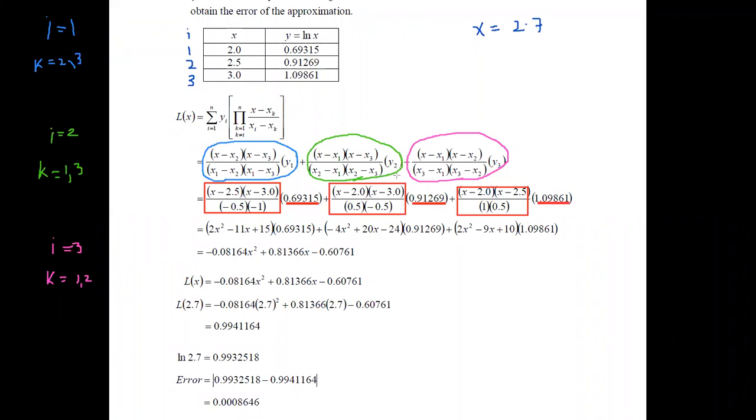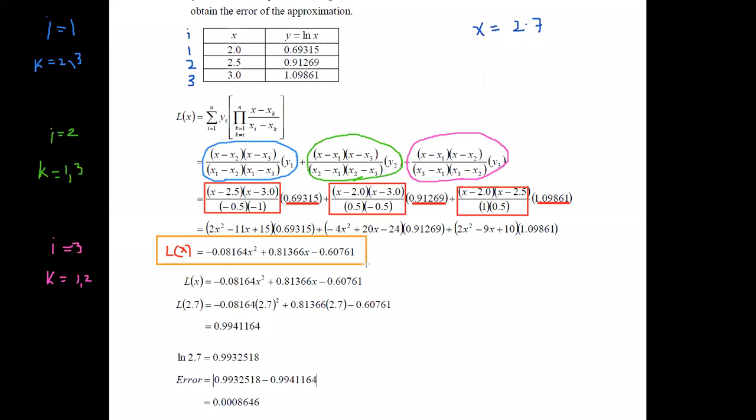Therefore, what you can identify is that the equation is now here, this is L(x), and now L(x) is equal to minus 0.08164 x squared plus 0.813666 x minus 0.60761. Therefore, this is the equation that we can obtain as the polynomial which suits this set of x and y values. Therefore, instead of using ln x, you can use this formula or this polynomial to obtain the values of y for this given set of x values.